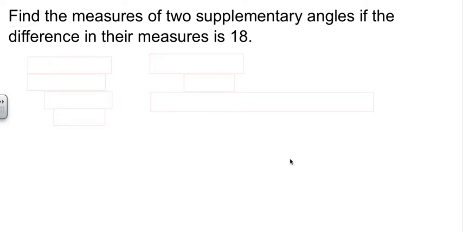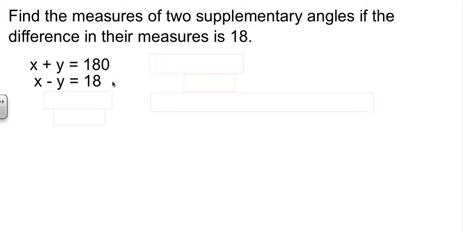So let's find a couple of things out here. We're looking for the measures of two angles that are supplementary, and the difference in their measures is 18. If we have two supplementary angles, that means they add up to 180. So x plus y equals 180. And it tells me their difference is 18, so x minus y equals 18.